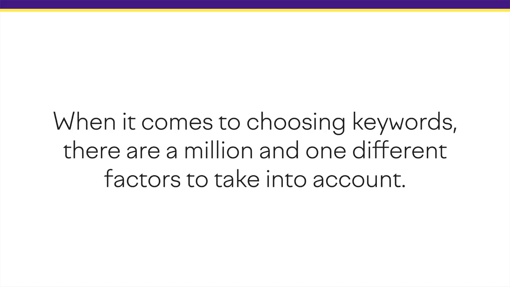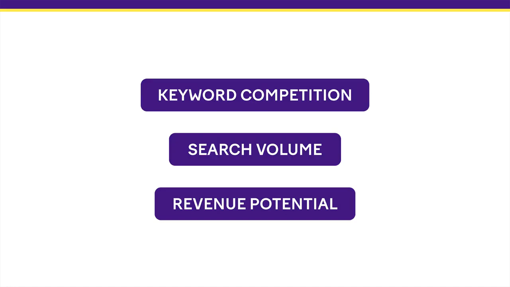When it comes to choosing keywords, there are 1,000,001 different factors to take into account, from seasonality to how much the keyword is trending up or down over time. And as you get more advanced to SEO, you can be a little bit more scientific when it comes to choosing keywords. But for our purposes of just getting started and making progress, you really only need to worry about 3 factors: competition, search volume, and revenue potential. Let me cover each of those factors right now.